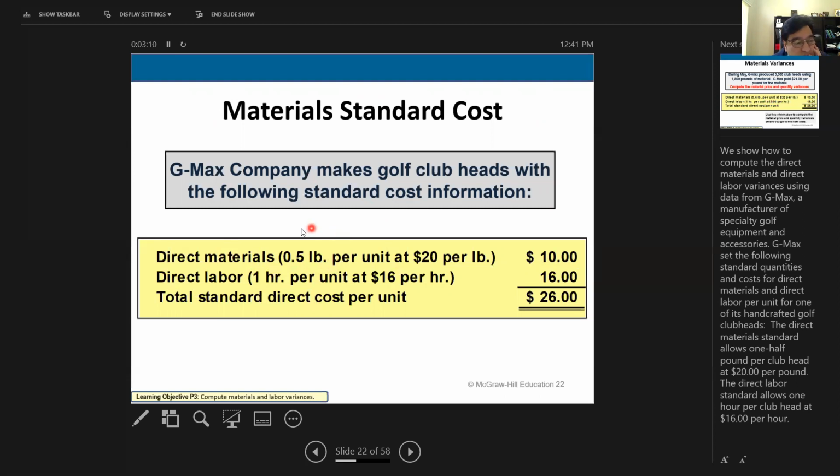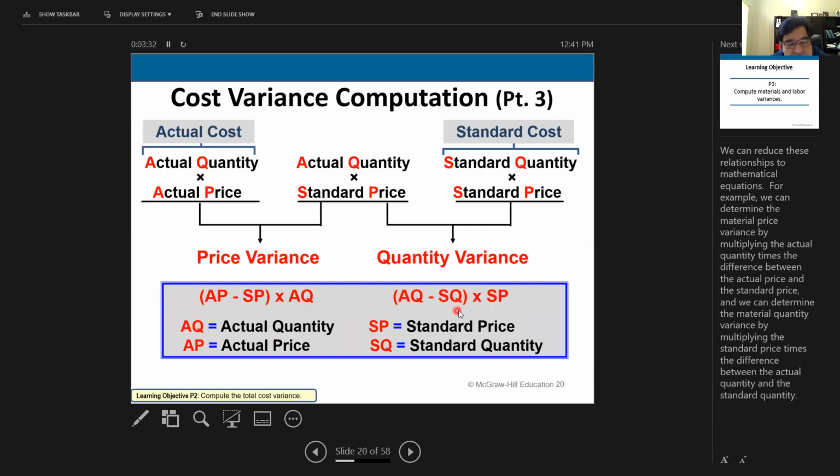Now, in this case, direct material is half a pound per unit. So if you were to produce 200 units, how many pounds of material are you actually allowed? 100. So 200 times 0.5, right? That is the standard quantity allowed for the actual output, which might be different than the actual quantity that you have used. Do you understand the difference between the two, please?